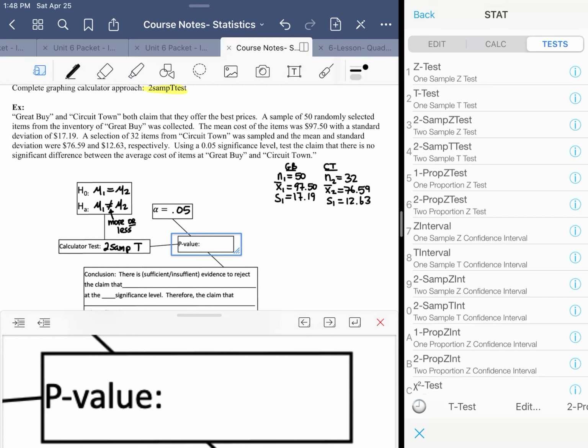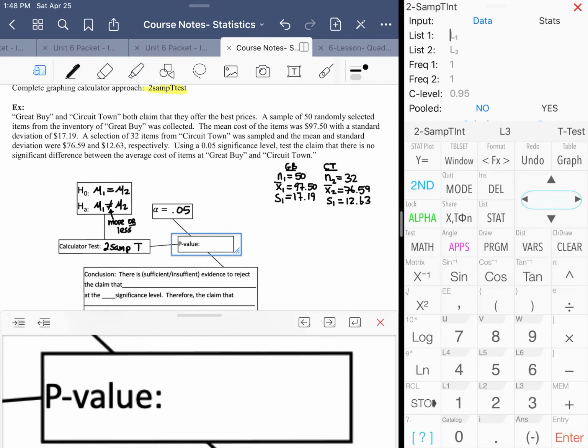That kind of more or less is what the opposite of no significant difference would mean. So I'm going to conduct this test: stat, test, two sample t-test. Be careful. There's one that says two sample z-test. We don't want that one. Two sample t. We're working with stats because they didn't give us a raw list of data. They only gave us summary statistics, and it is tailor-made for what we have.